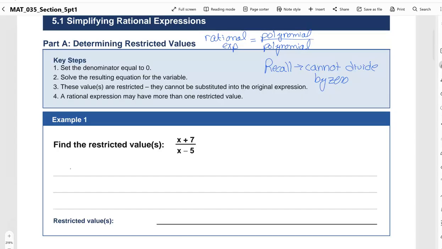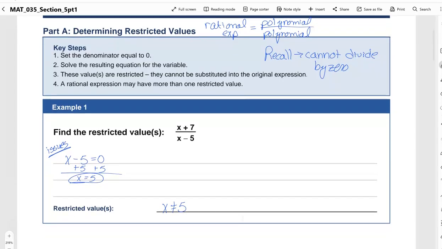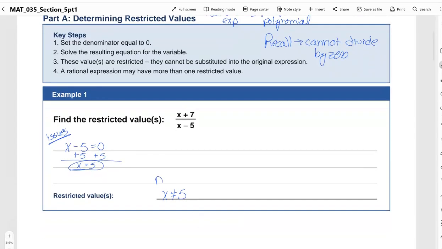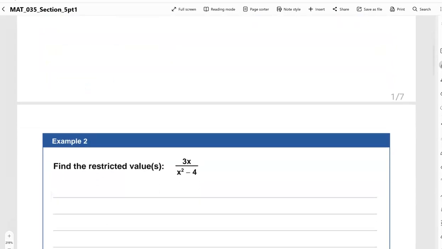To find the restrictions, we're just going to set each denominator equal to 0 and then solve it. In this case, we add 5 to both sides, so x is equal to 5. What we're doing is finding something I like to call the issues. Where are the problems? Well, 5 is an issue, so everything except 5 would be fine. We think about this in terms of the domain, which is what x values I can plug in, and I'm going to say everything except 5.